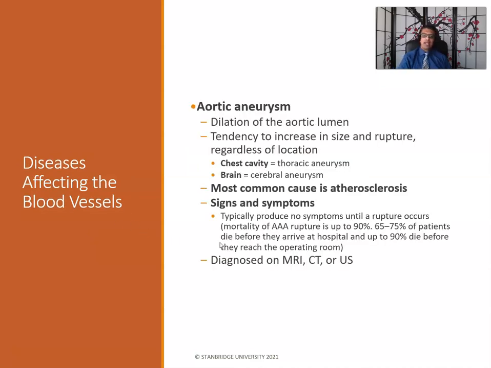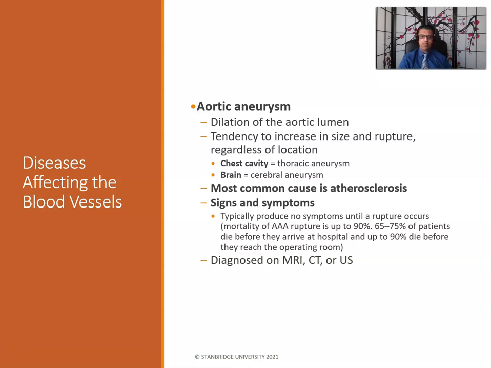So an aortic aneurysm is a dilation of the aortic lumen, with a tendency to increase in size and rupture regardless of location. They could be in the chest cavity, a thoracic aneurysm, or the brain, a cerebral aneurysm. The most common cause is atherosclerosis.